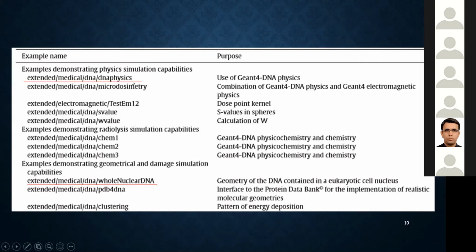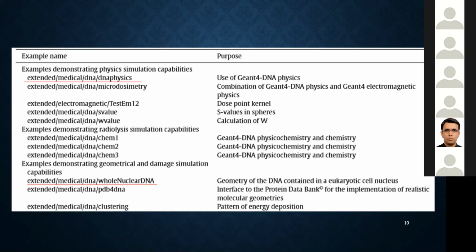And here we have the DNA physics and the whole nuclear DNA. The DNA physics, I will talk about it later, but basically it teaches also how to use the constructors of physics. And also the whole nuclear DNA, which I consider very interesting. That's why I mark it, because this one says that it was created in order to create simulations from the PDB, the Protein Data Bank data. So they just load a PDB file and they simulate the geometry.